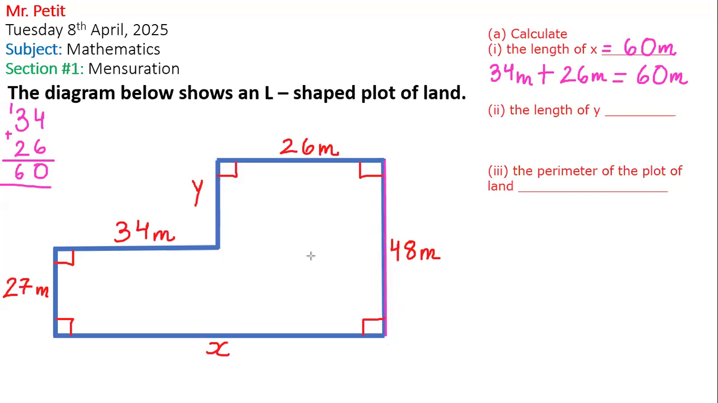But we just want to figure out what this length is. If we know that this full length from end to end is 48, and we also know that this length from here to here is 27, that means that in order for us to get y, all we need to do is subtract 27 from 48. Once we subtract, we should get what y is. That makes sense? So y is 21.